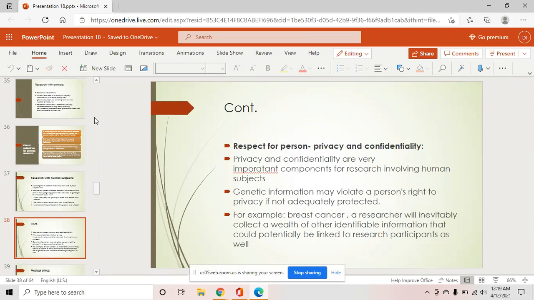Respect for persons: privacy and confidentiality. Privacy and confidentiality are very important components of research involving human subjects. Genetic information may violate a person's right to privacy if not adequately protected. For example, in breast cancer research, a researcher will inevitably collect a wealth of other identifiable information that could potentially be linked to a research participant as well.